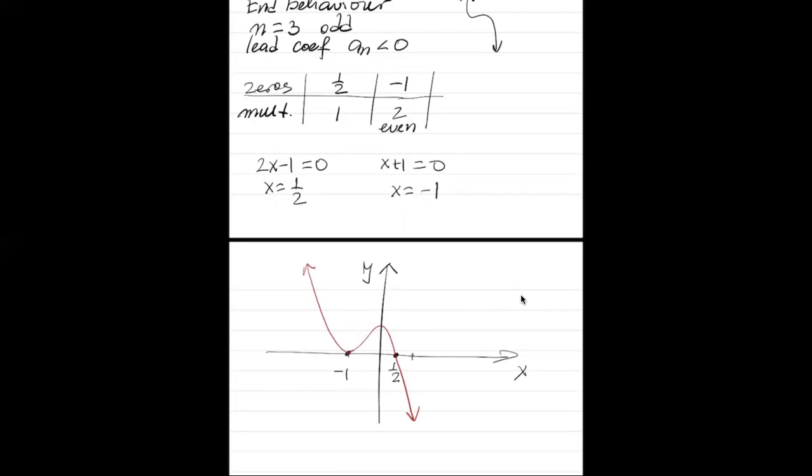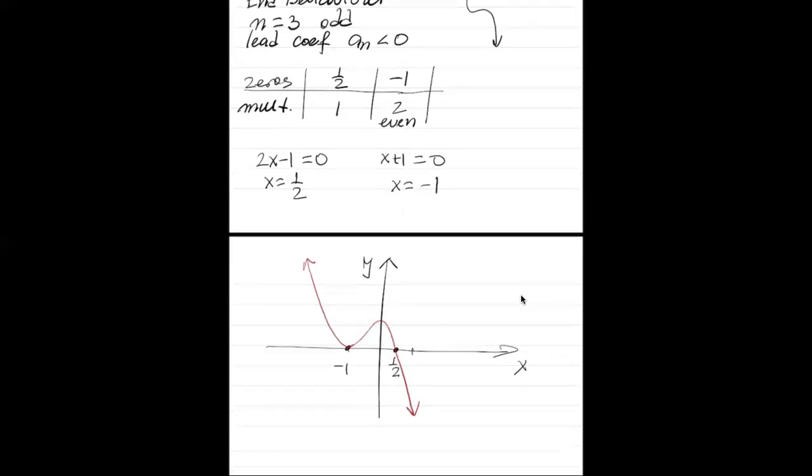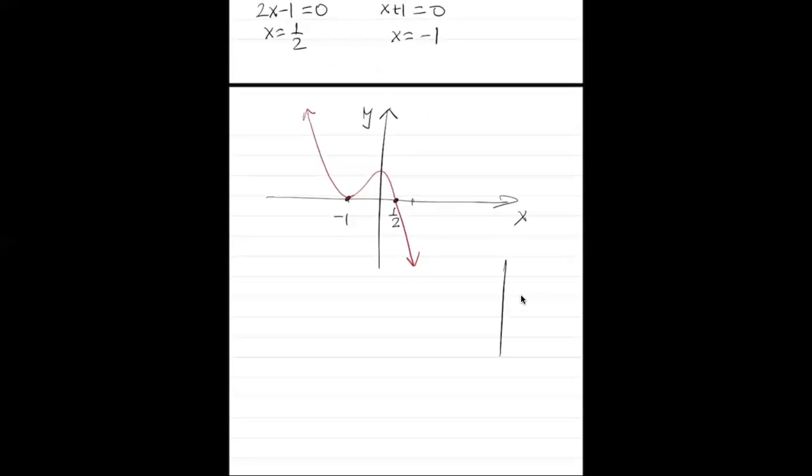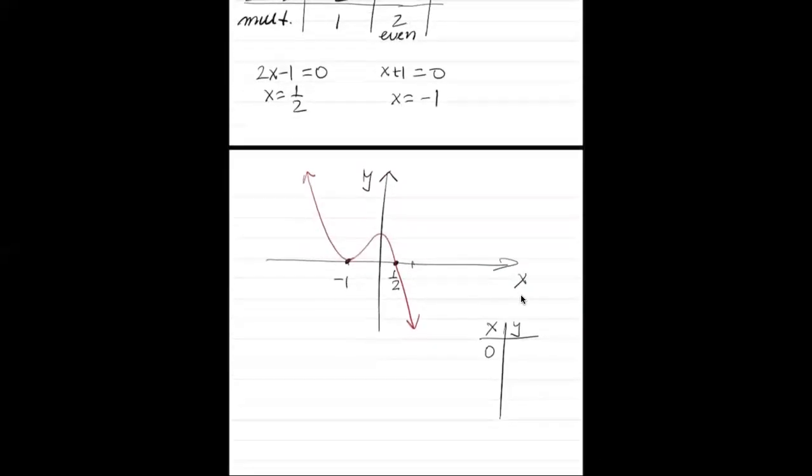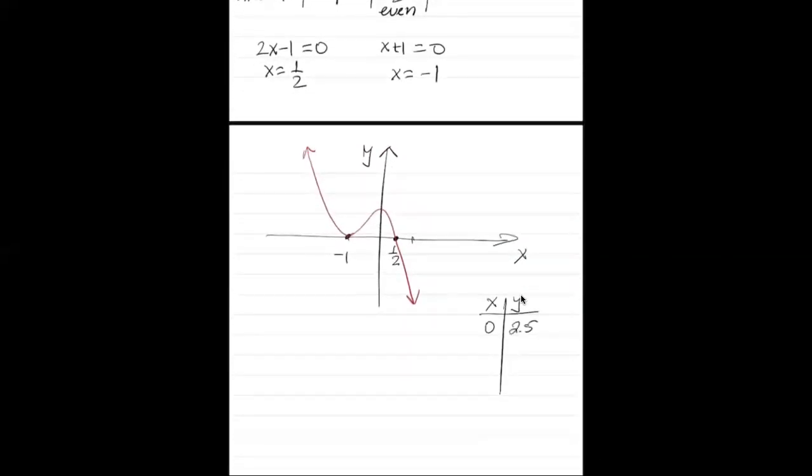You can always make a table for more points in your graph to make it more accurate. So we can say x equals 0, which is easy to calculate, and we get 2.5. So that is our y-intercept right here, 2.5. And this concludes the section 3.1.